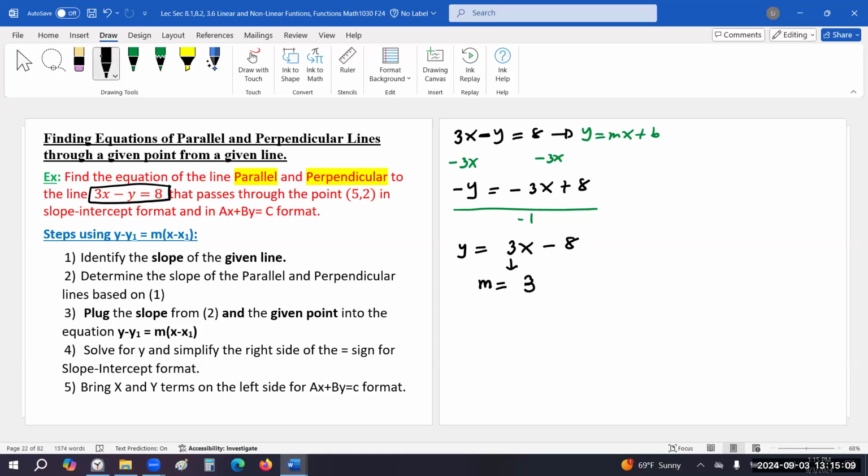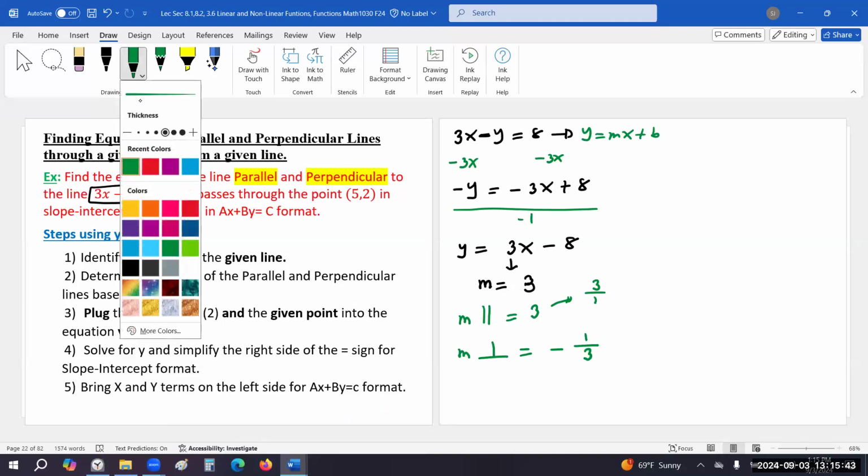Now, based on that, what is the slope of the parallel line? Still 3. And the slope of the perpendicular line? -1/3. This 3, you can write as 3/1. So when you flip, it becomes 1/3. It's negative because our 3 is positive.